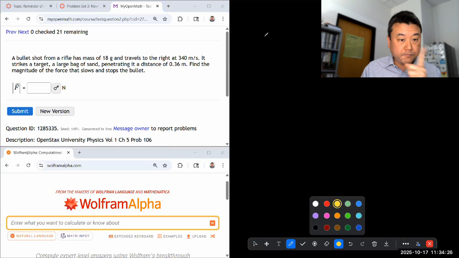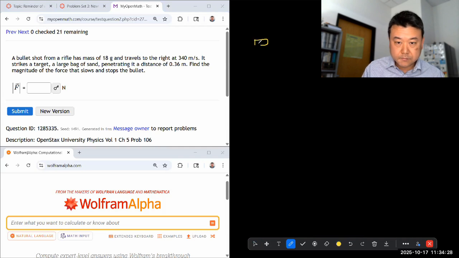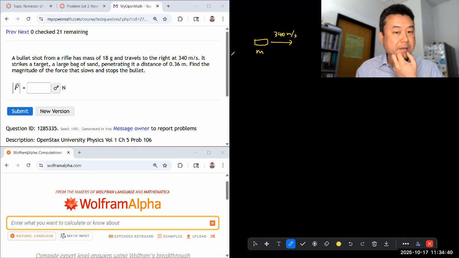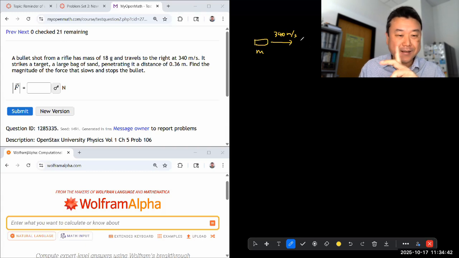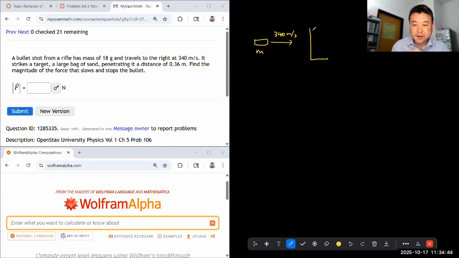It says a bullet shot from a rifle. We are given its mass and then some speed. Oh wow, 340 meters per second. That's the speed of sound. Do bullets travel that fast? Maybe. It strikes a target. Okay, so there's some sort of target here. A large bag of sand penetrating.